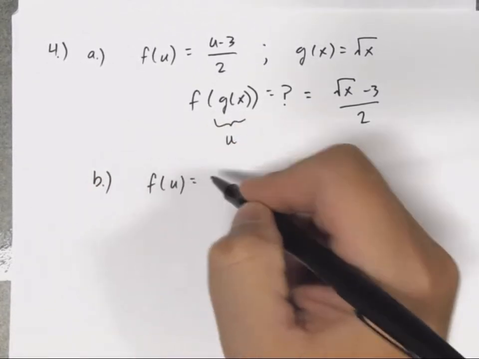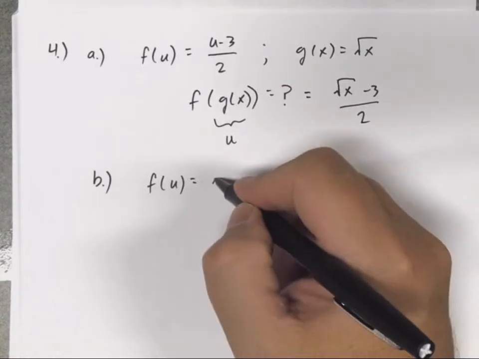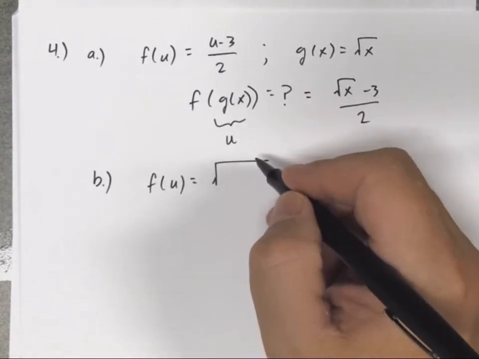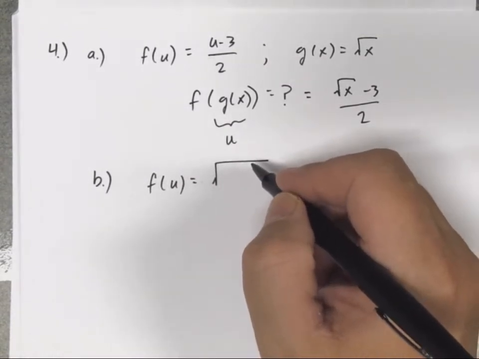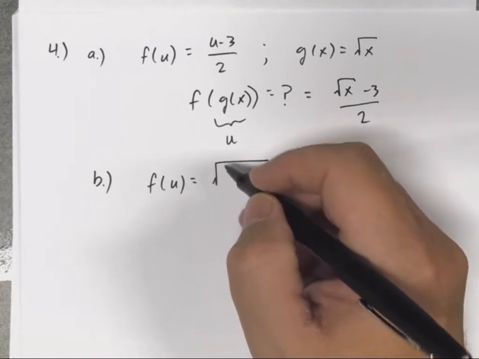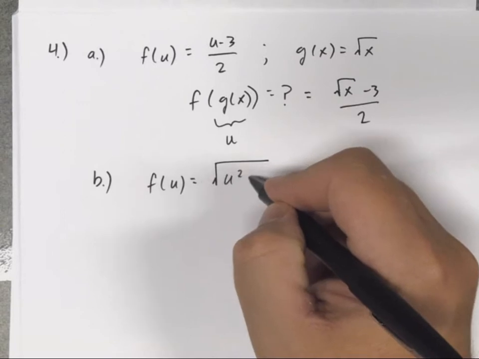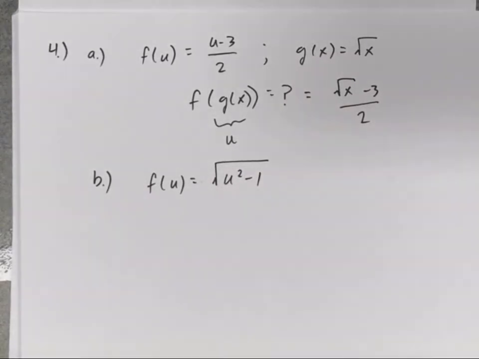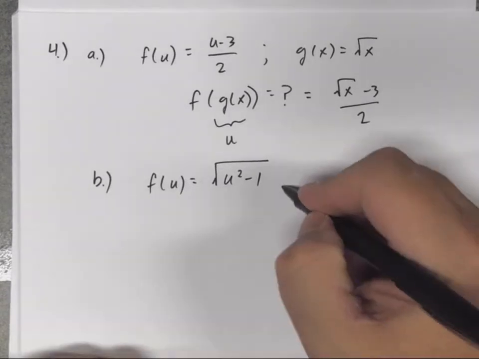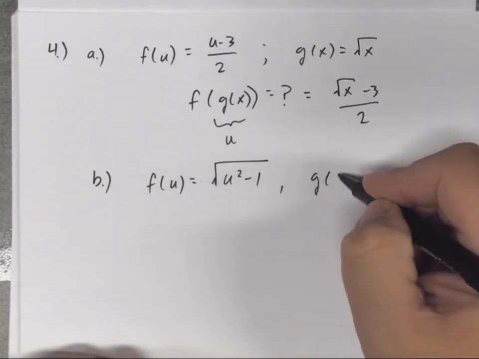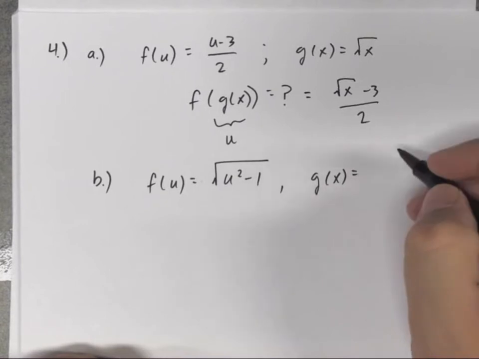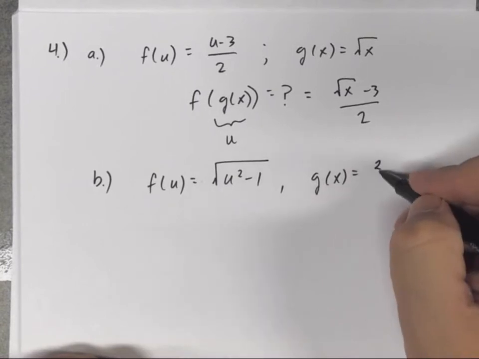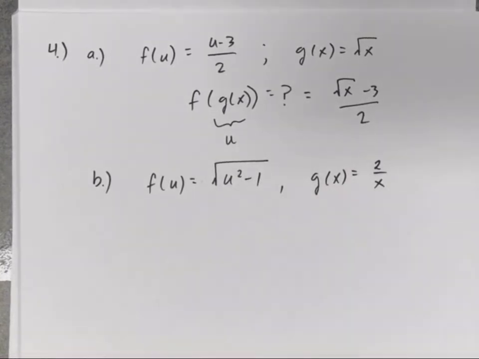So they gave you a second problem. They said f of u is, there's actually a typo in this review, because the typo says x squared. Should be u squared. I'll have to fix that for future classes. And then they say g of x is 2 over x.